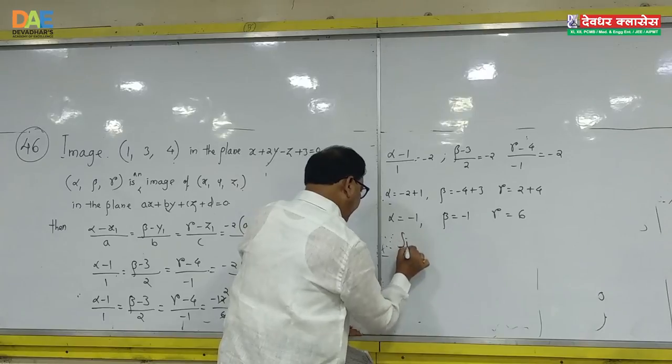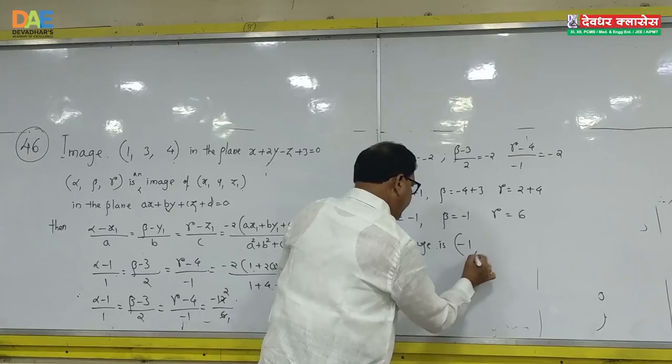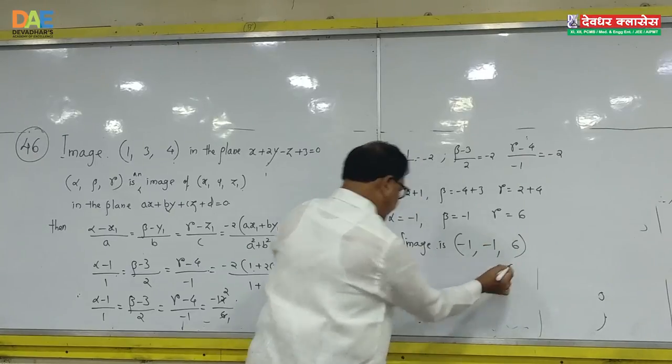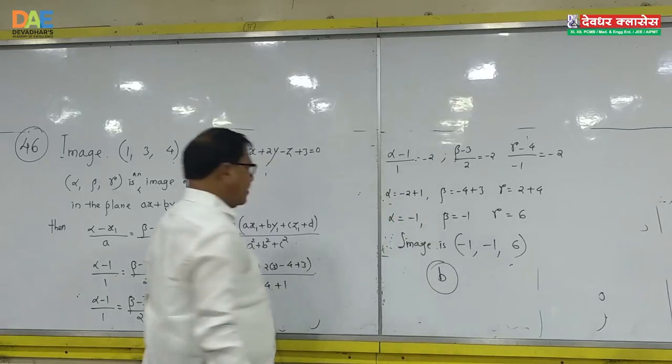Therefore, the image is (minus 1, minus 1, 6). Choose your choice. That is, B choice is your answer.